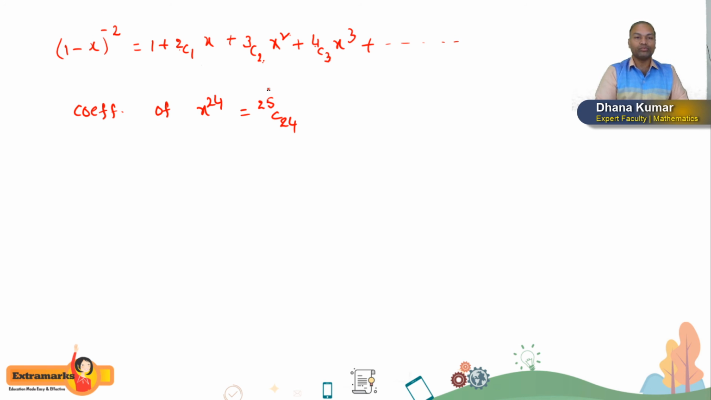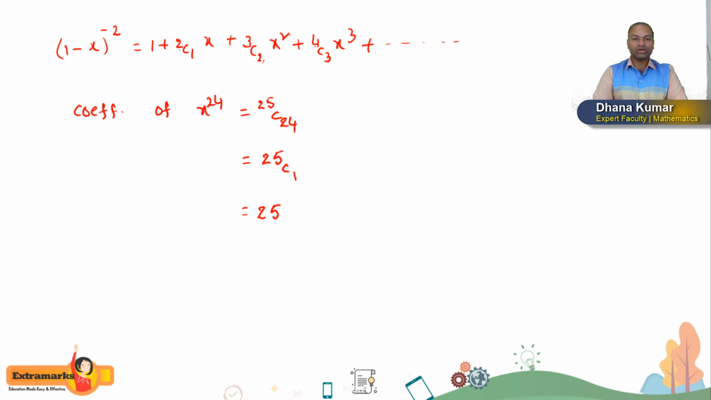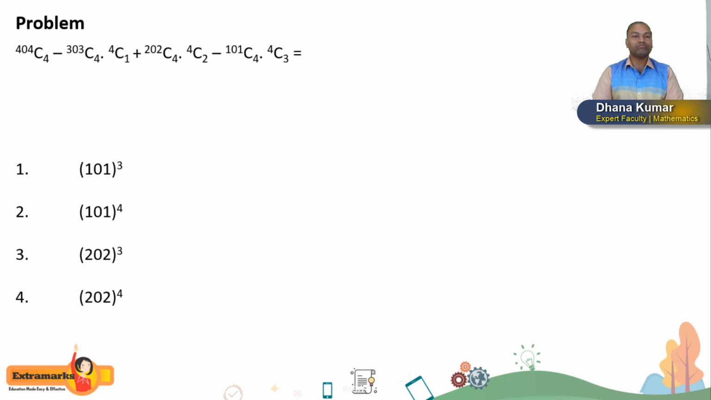So the coefficient of x power 24 is equal to what? 25c24. So that is equal to, on simplification, nCr can be written as nC(n minus r). 25 minus 24 is 1. 25C1 value is what? 25. So the answer to the given question is 25. So the third option is correct. Okay, right. Let us come to one more question.